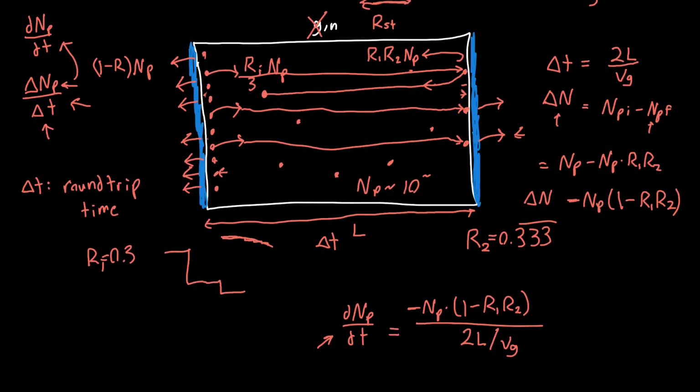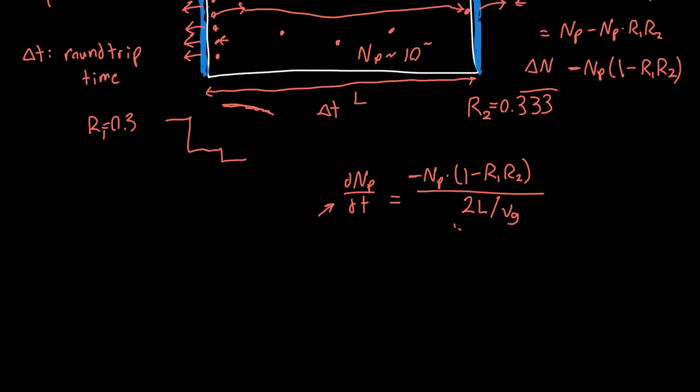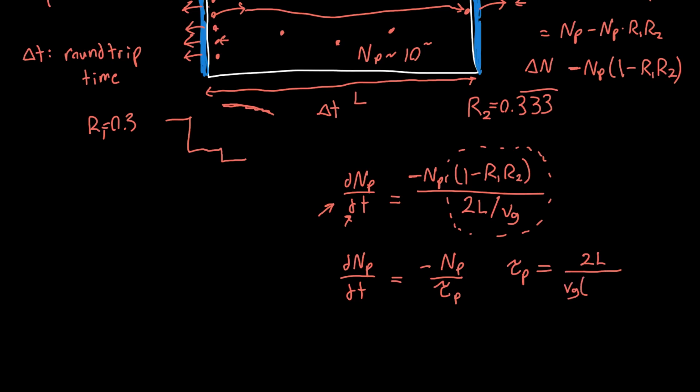And if we want to write this more succinctly, we know that this constant here, this thing that's multiplying NP, has to have units of 1 over time, because we've got a 1 over time in this denominator. So we can write that the total number of photons change per unit time is just negative the initial number of photons divided by this constant. Let's call it tau p. So tau p is, by definition, equal to 2L over Vg times 1 minus R1 R2. And this is the photon lifetime.